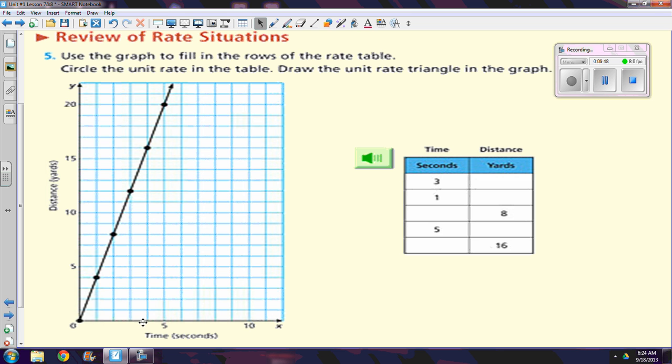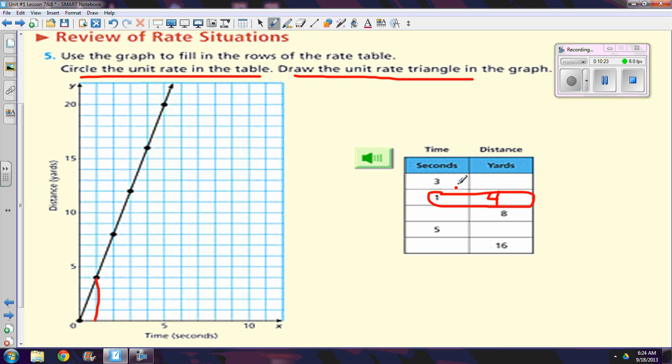Between 0 and 5, you have 1, 2, 3, 4, 5. And between 0 and 5 yards, you have 1, 2, 3, 4, 5. So 1 to 4. So in your table, you should be putting 1 to 4. Now, if you recall, it says draw the unit rate. I'm sorry, it says circle the unit rate in the table. So this would be your unit rate, in 1 second, 4 yards. Okay? So there's your triangle.